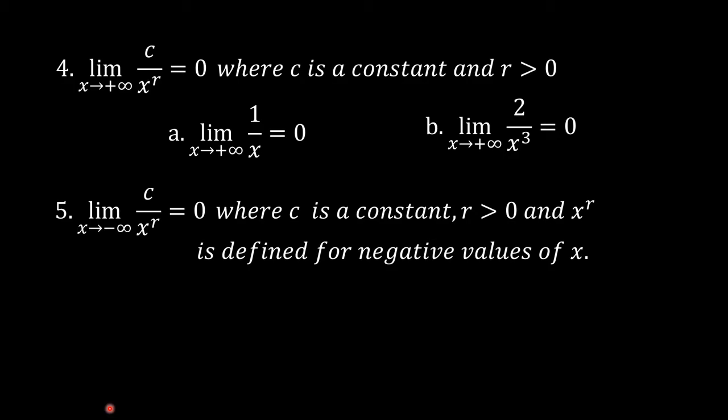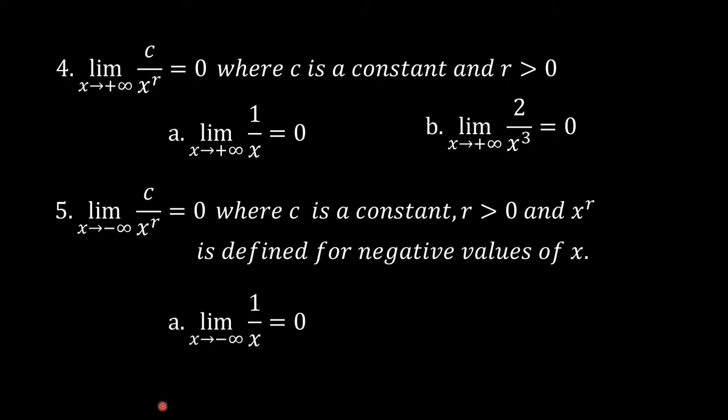Number 5, the limit of c over x raised to the exponent of r as x approaches negative infinity is equal to 0, where c is a constant, r is greater than 0, and x raised to r is defined for negative values of x.